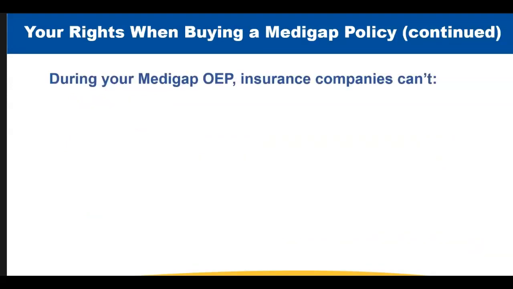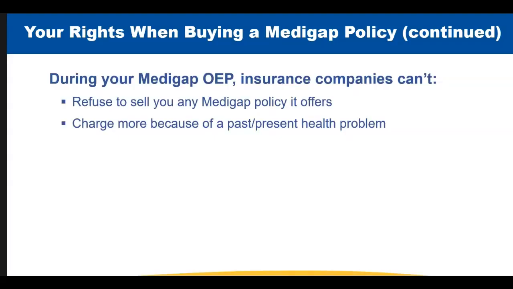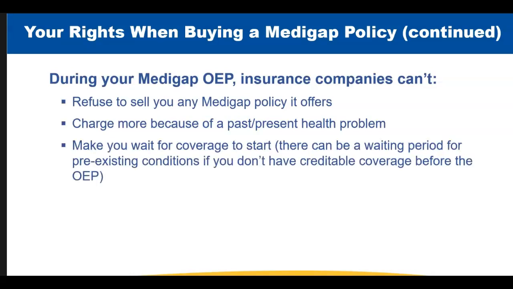So what happens with the Medigap OEP? Why is it such a great time to possibly go ahead and get one? One is that they cannot refuse to sell you a policy. Two, they cannot charge more because of a present or past health problem. That's the terminology I'm sure you've heard called medical underwriting, where they are looking at your health status, making a decision based on that as to what the premium would be. They cannot do that during this open enrollment period. They also can't make you wait for coverage to start.